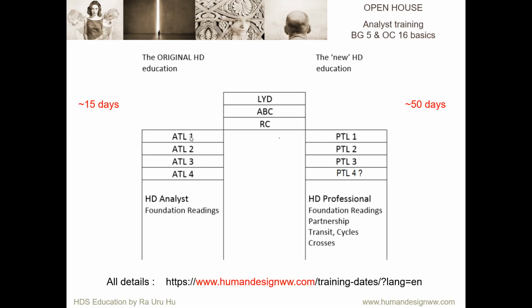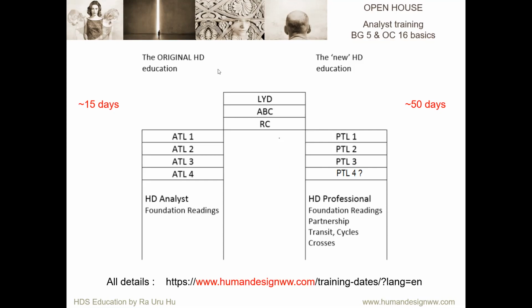ATL 1 used to be, and still is, the gates. Levels 2 and 3 are partnership, cycles and crosses. You can do the crosses before or the partnership before; that's really how you prefer to do it. And level 4 is Rave reading, all the technical details of what belongs in a reading, the structuring and the content of a reading.